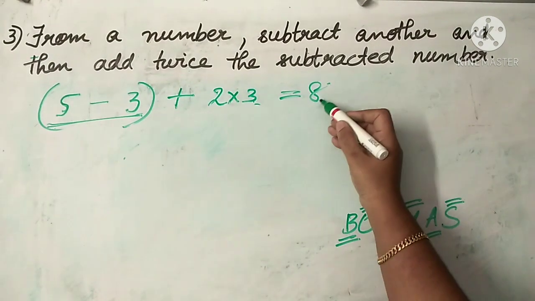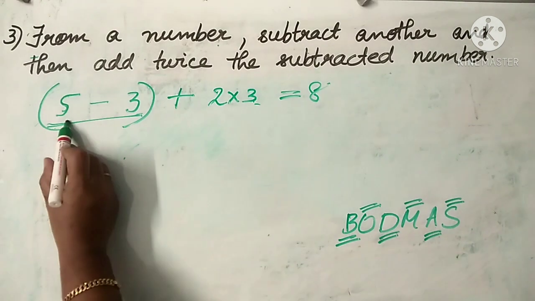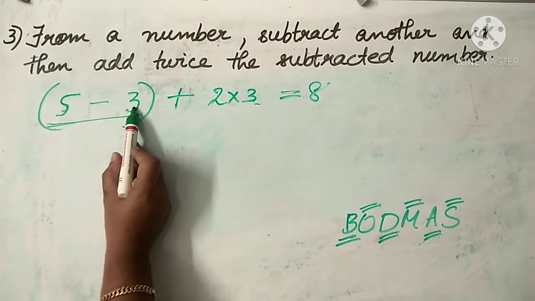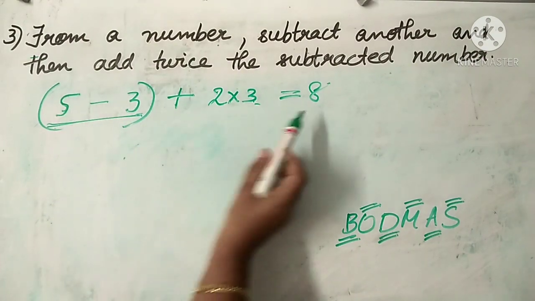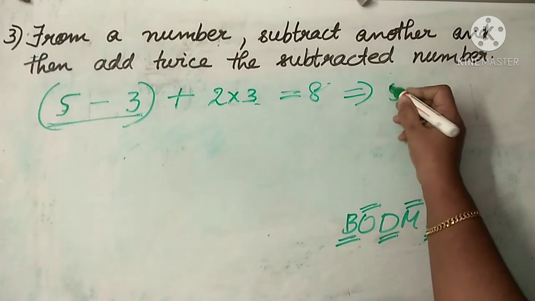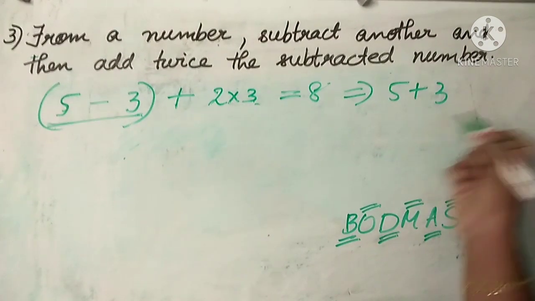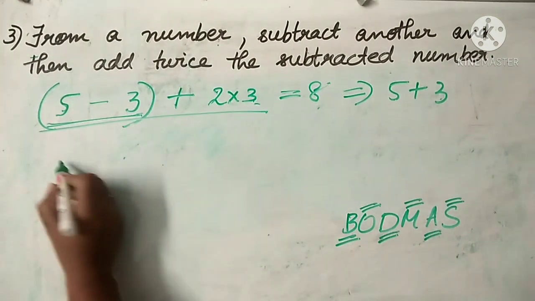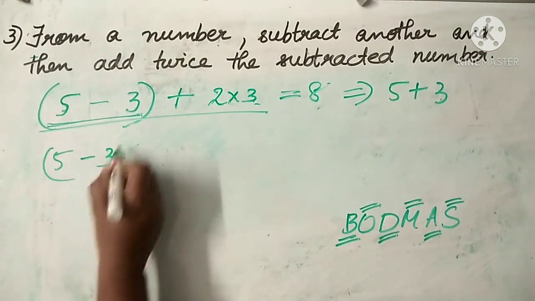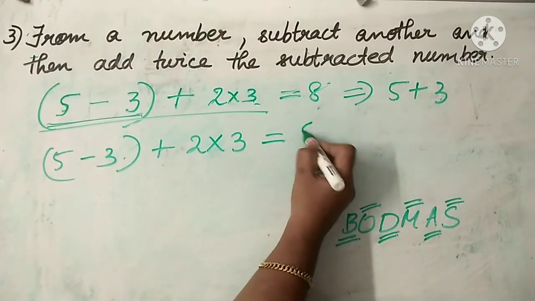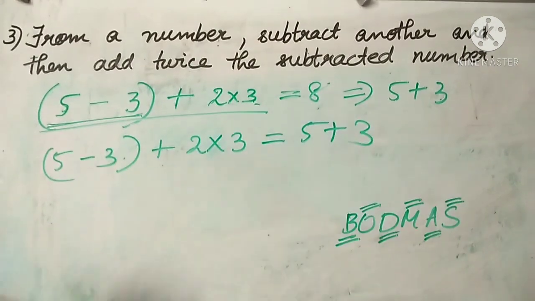Now we will relate this 8 with these two numbers. The number which we take first and the number which we subtract. How can we relate this 8 with 5 and 3? We can write this as 5 plus 3. Okay. 5 plus 3 is 8. So this expression 5 minus 3 plus 2 into 3, we can write it as 5 plus 3. Clear? This is the ordinary form.